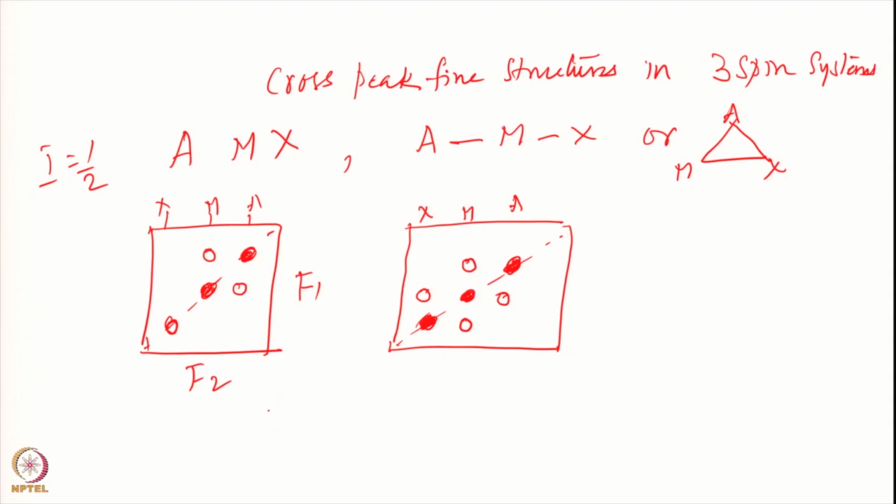Now in the case of this one, this is the diagonal, you write it as A here, M here, X here. I will have the same as before here and here, but now I will also have this because I also have A to X coupling, right.